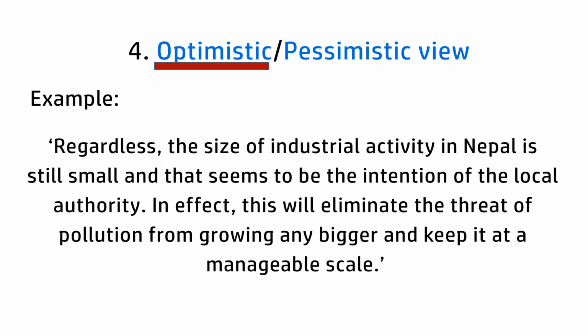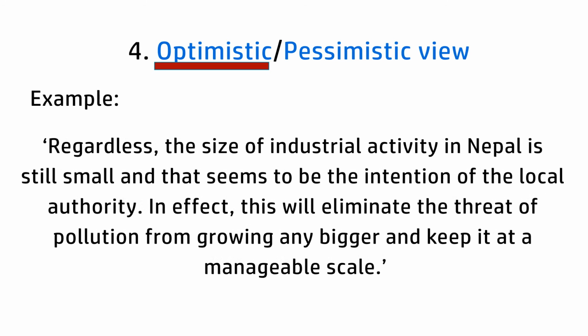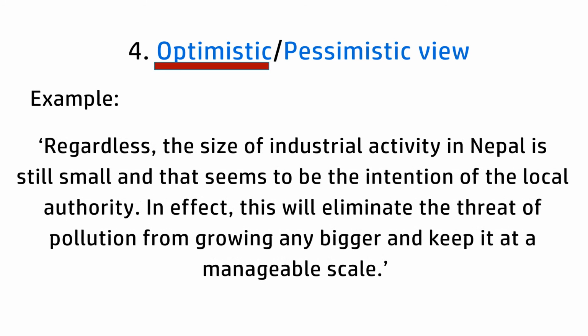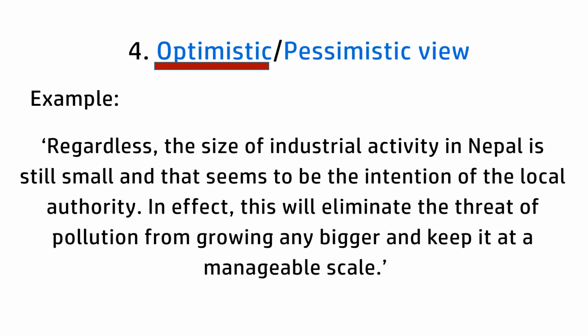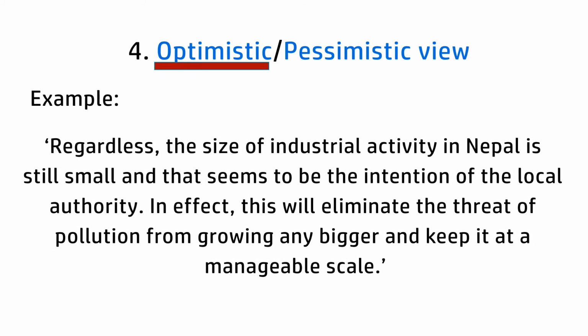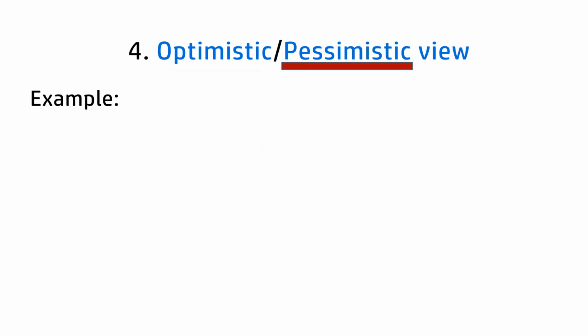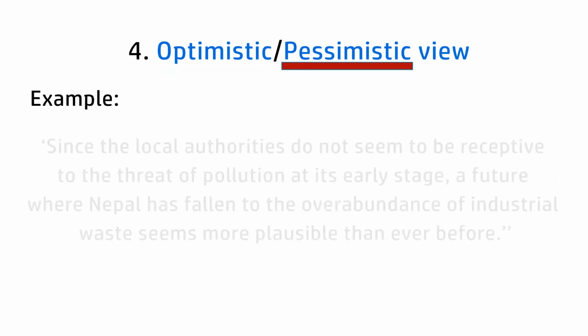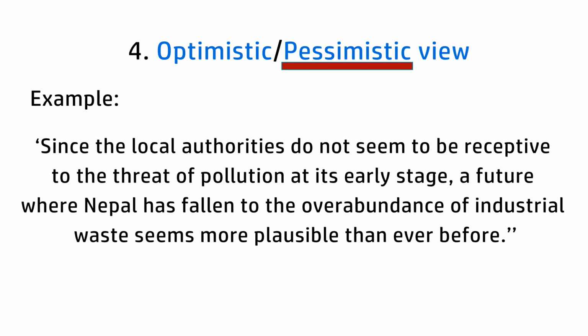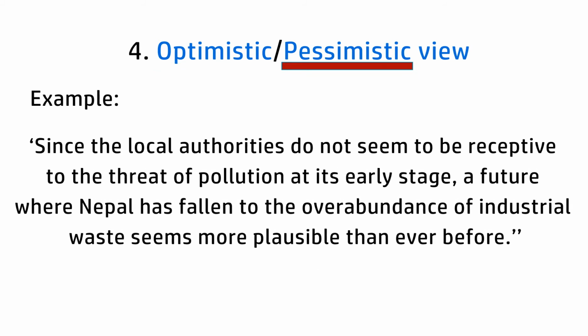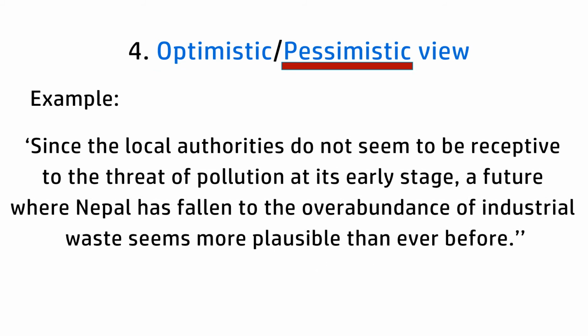Regardless, the size of the industrial activity in Nepal is still small, and that seems to be the intention of the local authority. In effect, this will eliminate the threat of pollution from growing any bigger and keep it at a manageable scale. If your view is a pessimistic one, the view stage might read more like this. Since the local authorities do not seem to be receptive to the threat of pollution at its early stage, a future where Nepal has fallen to the overabundance of industrial waste seems more plausible than ever before.